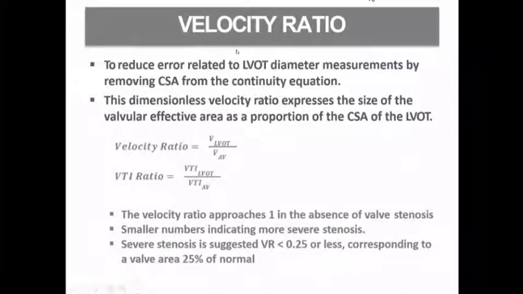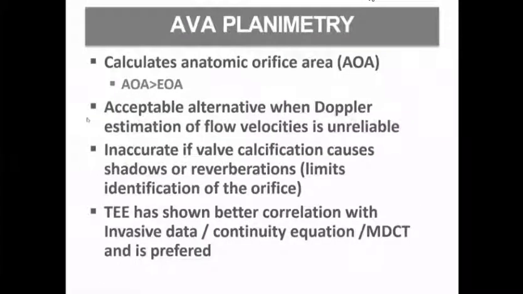So this was the velocity ratio. This was a little simpler. You just measure the LVOT maximum velocity and the aortic velocity, so you measure the ratio. Along with the velocity ratio, we can also use the VTI ratio, the LVOT VTI and the VTI of the AV. Severe stenosis is suggested if the VR is 0.25 or less, corresponding to a valve area of 25% of the normal. It is a little bit flow independent criterion, with very good correlation only for severe aortic stenosis, not for mild to moderate.